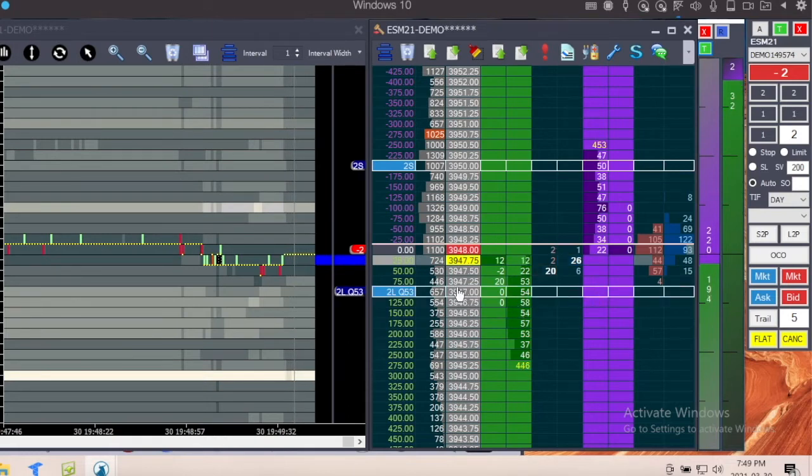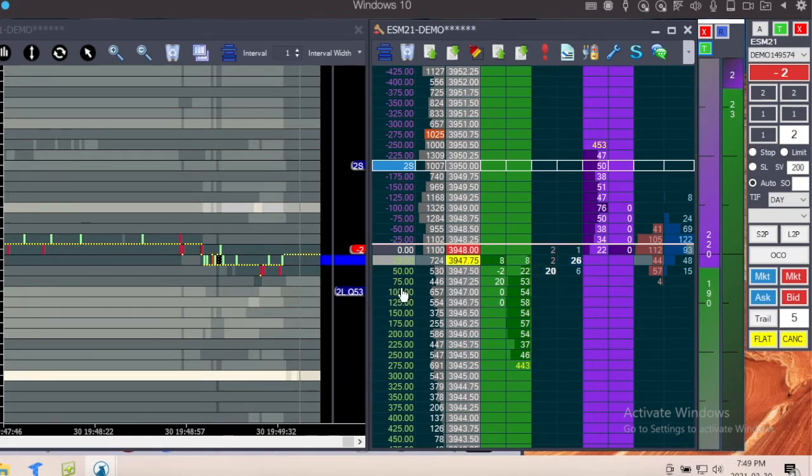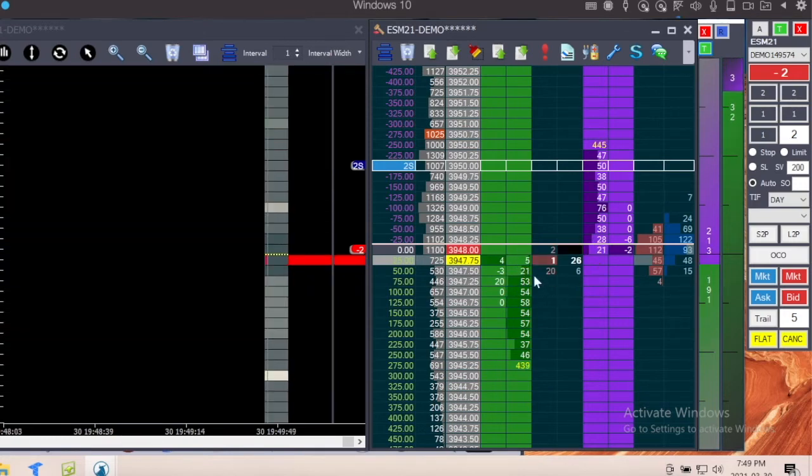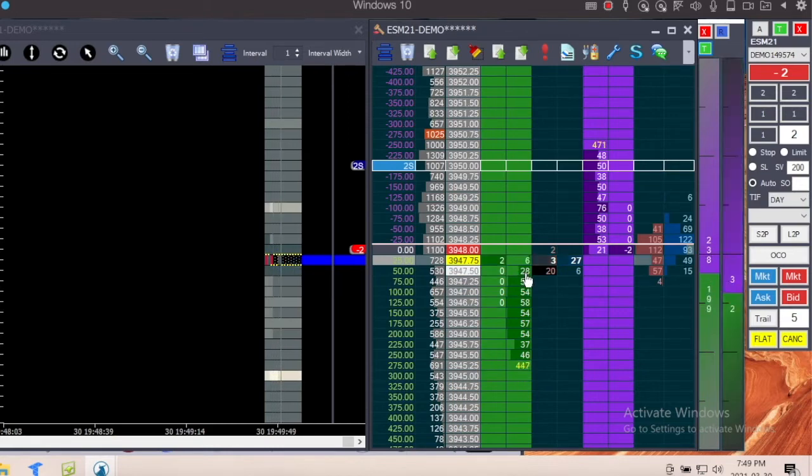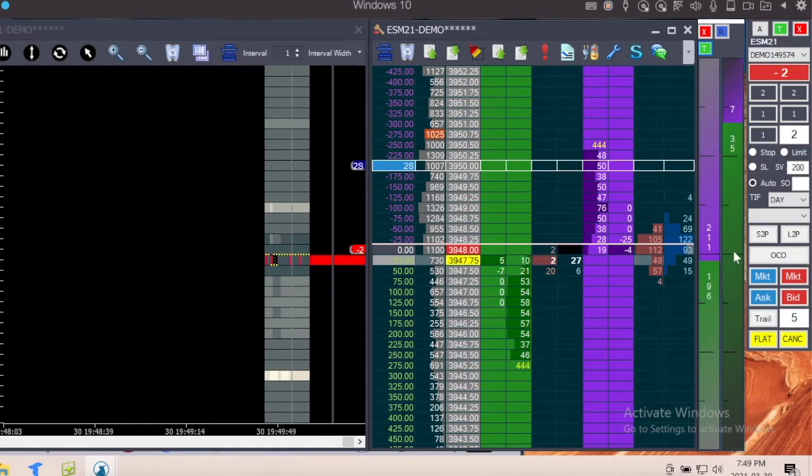Oops, I accidentally clicked there. I'm just going to get rid of this. So, inside green column, inside purple column, there's currently 26, if you look at this right now, on the bid and the ask. And these are contracts being added and subtracted. So that's what this meter is showing. It's a quick visual representation.